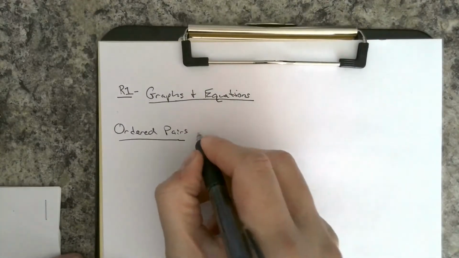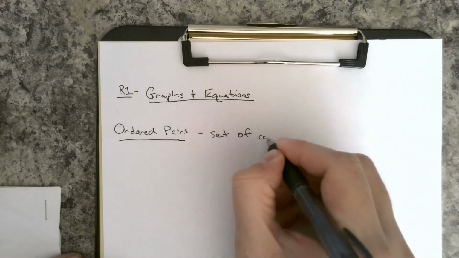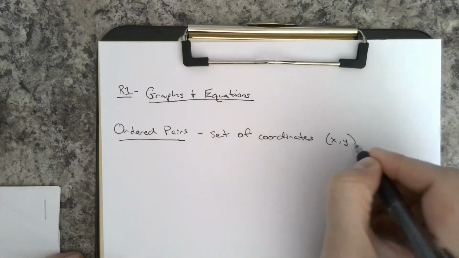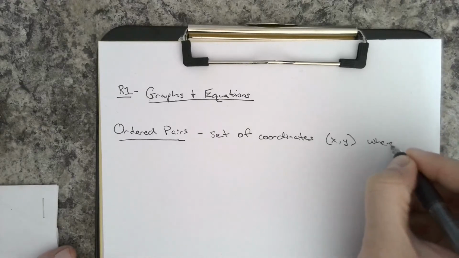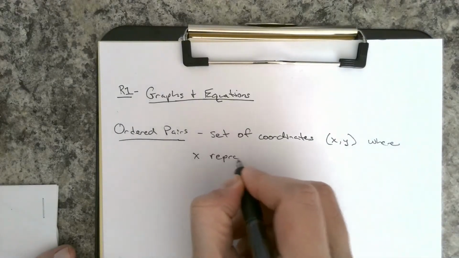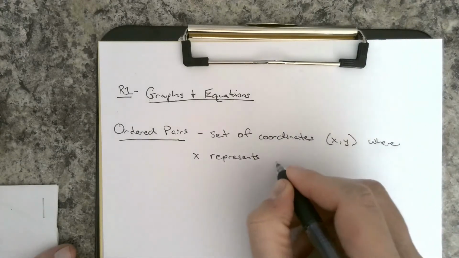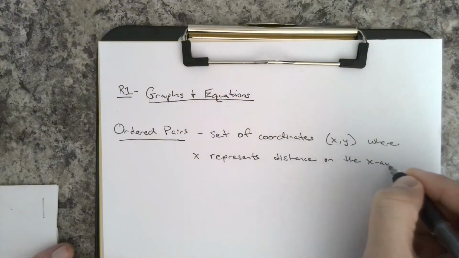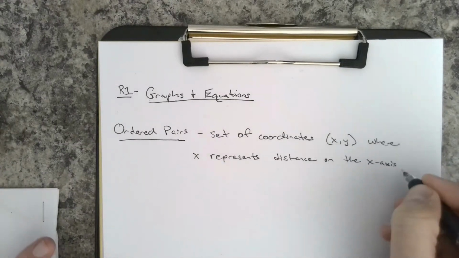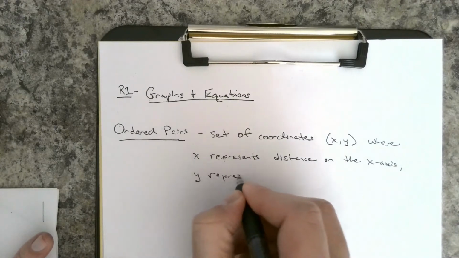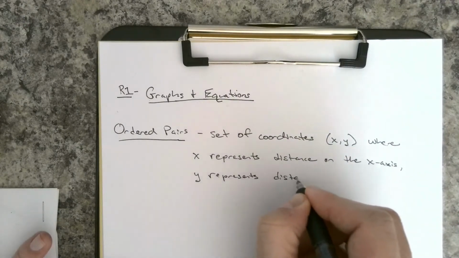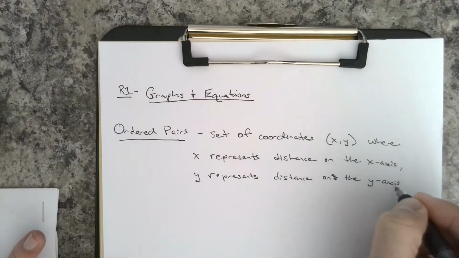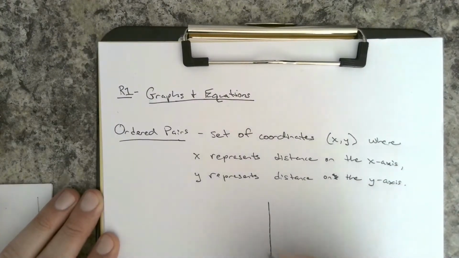Okay, ordered pairs are a set of coordinates which we generally call x comma y, where x represents distance on the x-axis and y represents distance on the y-axis.